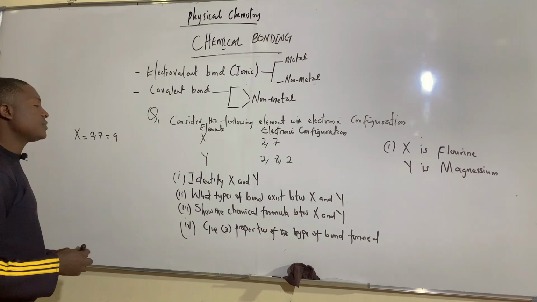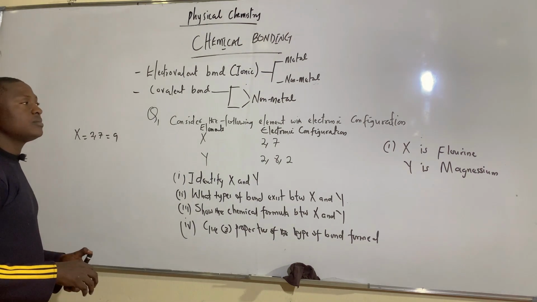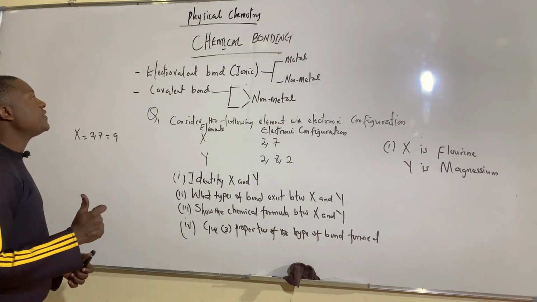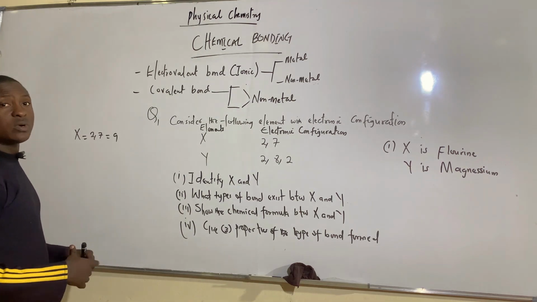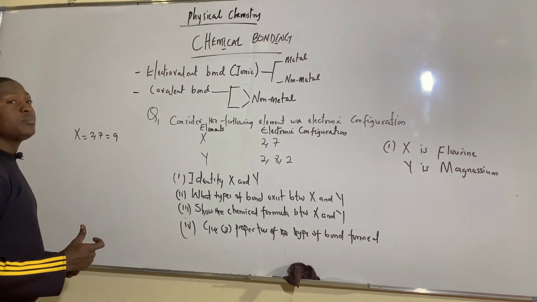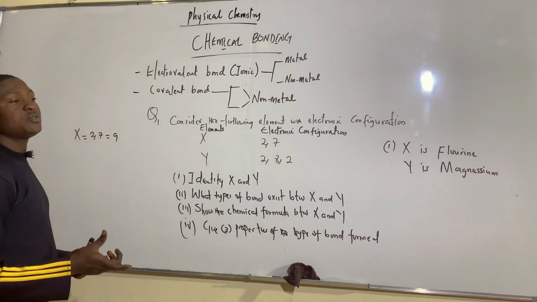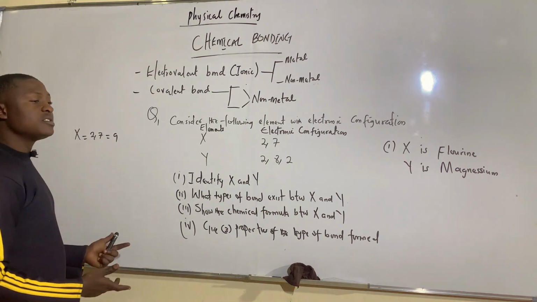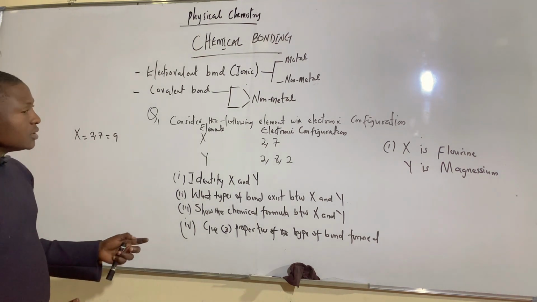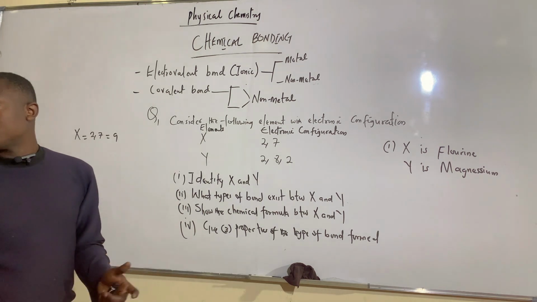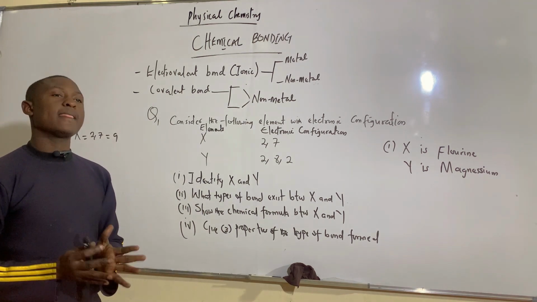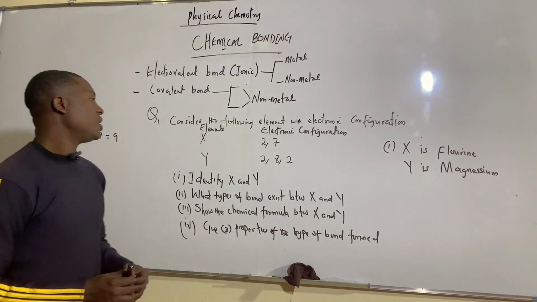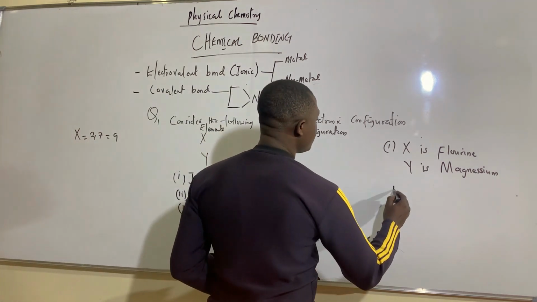The second one asks, what type of bond exists between X and Y? I told you if it is an electrovalent bond, one has to be a metal and one has to be a non-metal, because the ionic bond is a type of bond that deals with transfer of electrons from metal to non-metal. But in the case of the other one, it is just pairing and sharing of electrons. So let's see how it's going to go with that question.